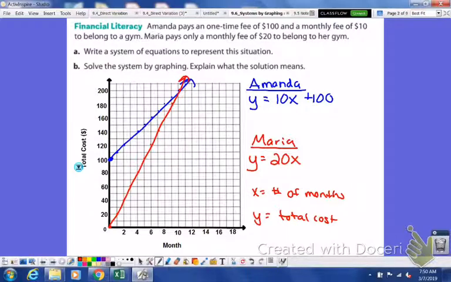And notice this time with the arrows, with your word problem, the arrows are only on this side because they can't have a negative cost. The gym is not going to pay them. So arrows only on the positive side. But again, where do we cross?